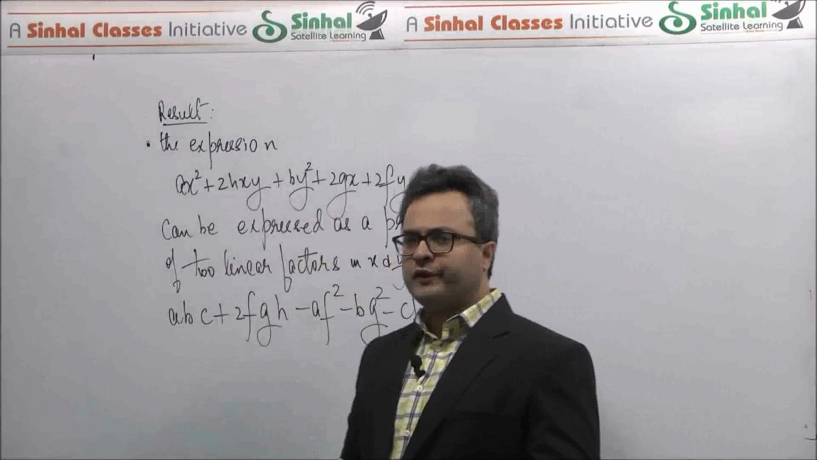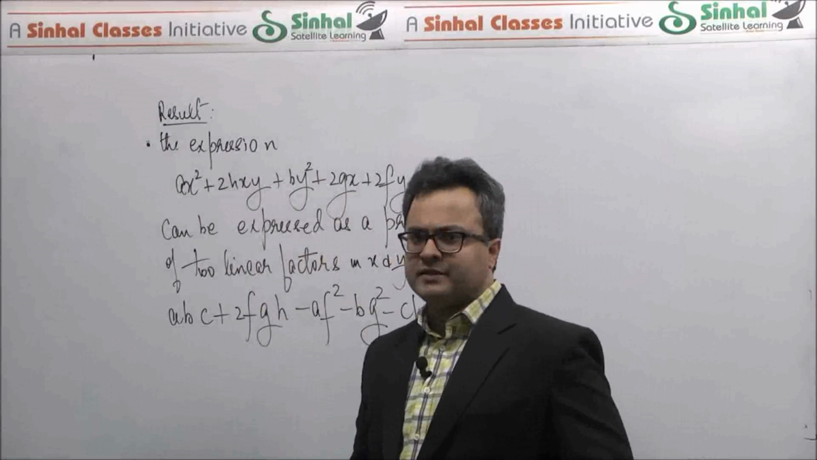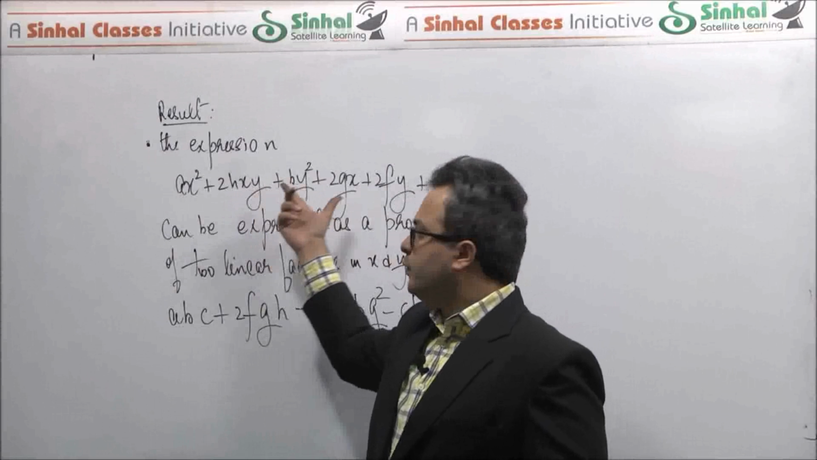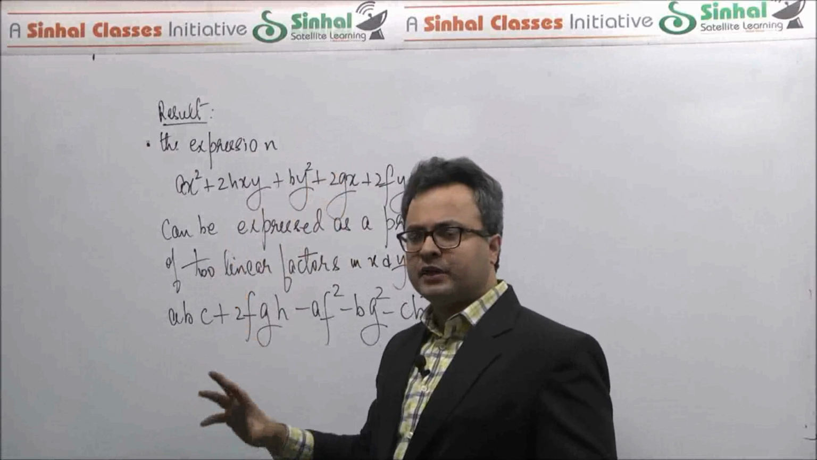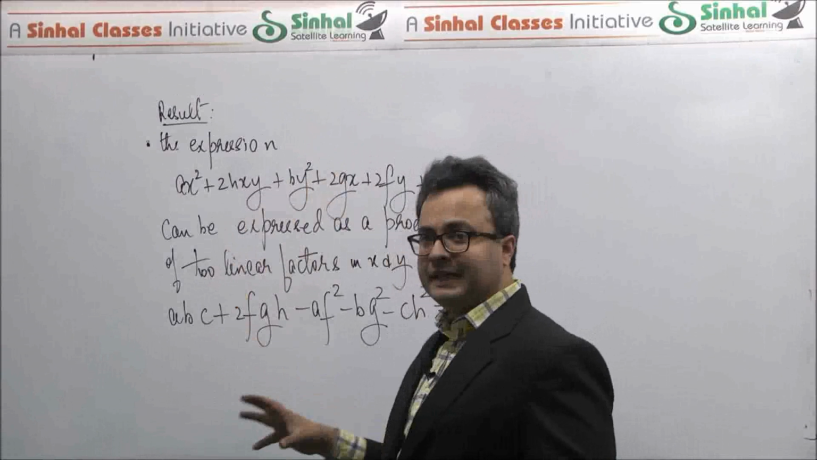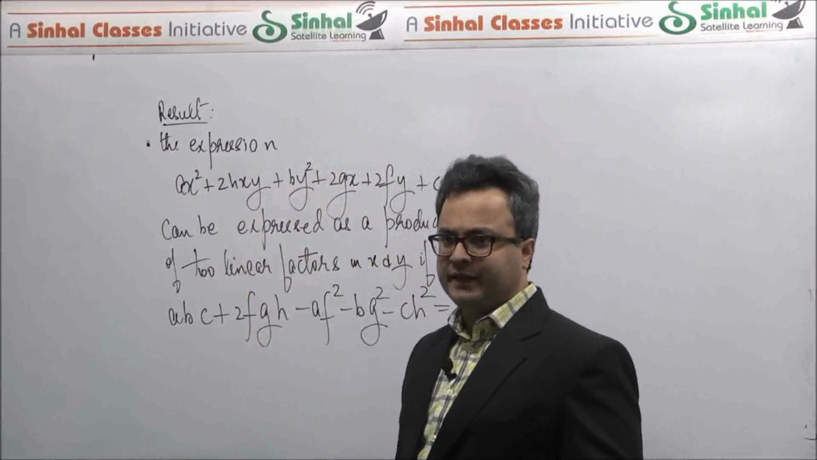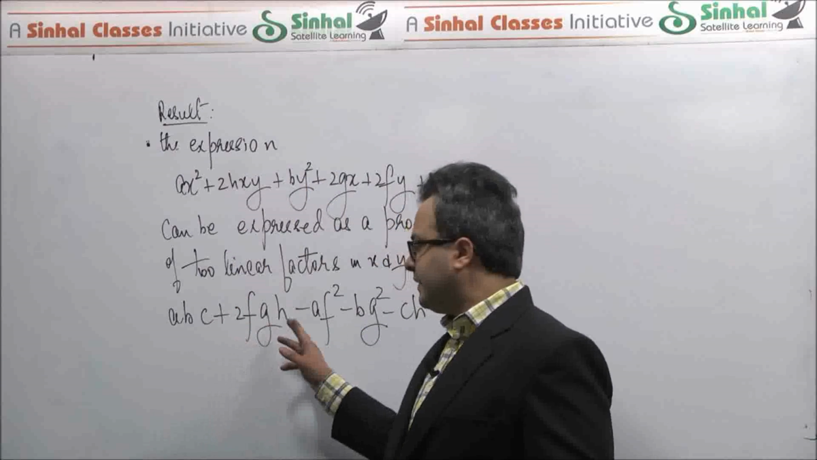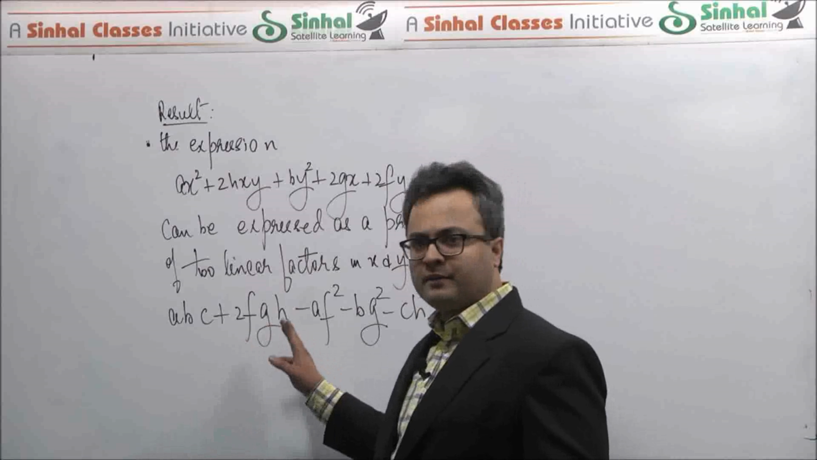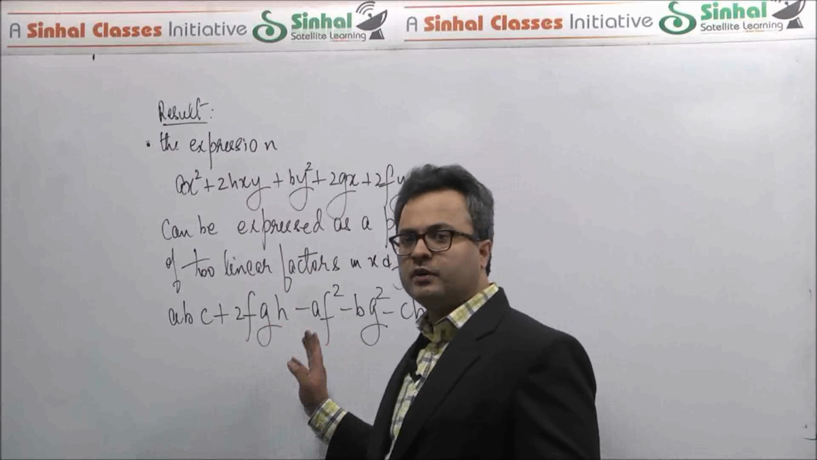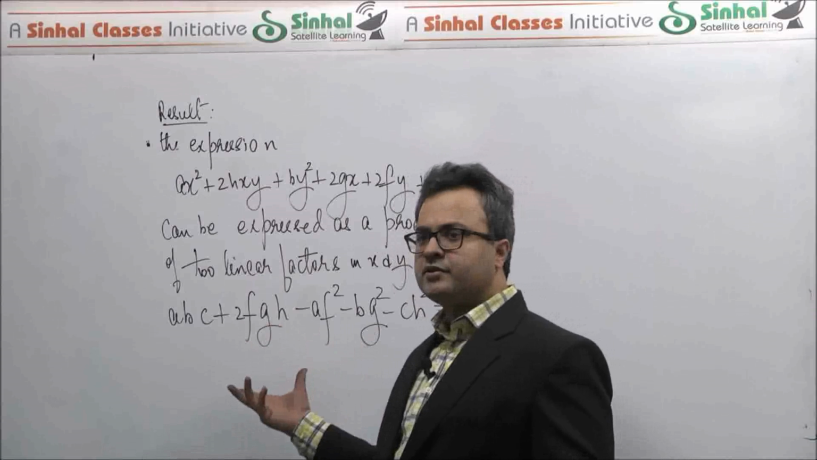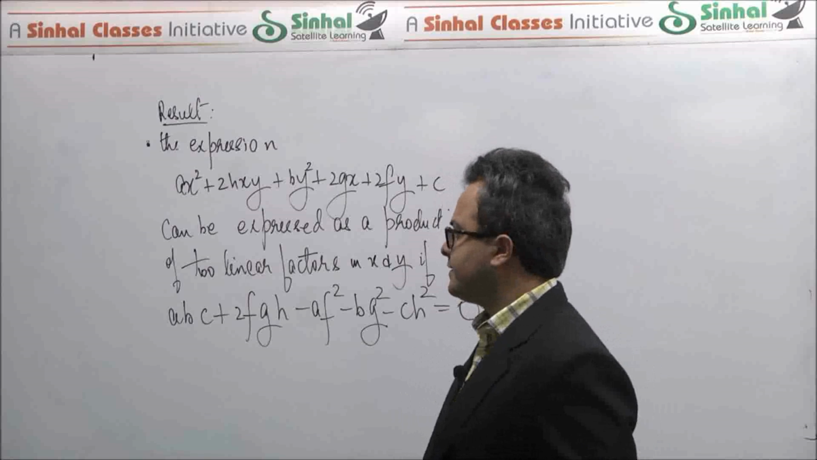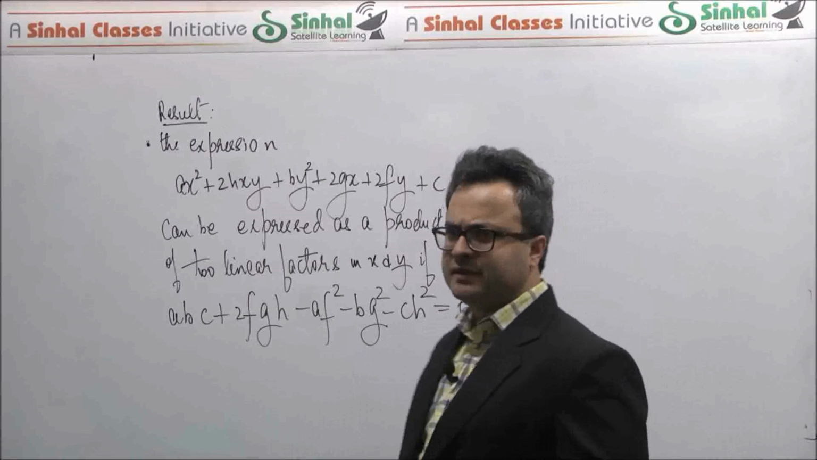Now an important result for us is that under certain conditions, this second degree expression in x and y, we will be able to factorize it as a product of two real and linear factors in x and y. And that condition turns out to be this, right? ABC plus 2FGH minus AF square minus BG square minus CH square must be equal to 0. As long as this condition is true, then the given expression can be factorized as a product of two linear factors. The proof of this result is quite interesting.